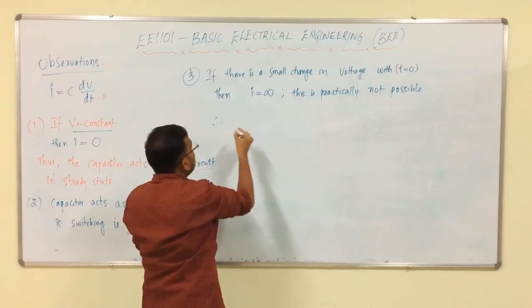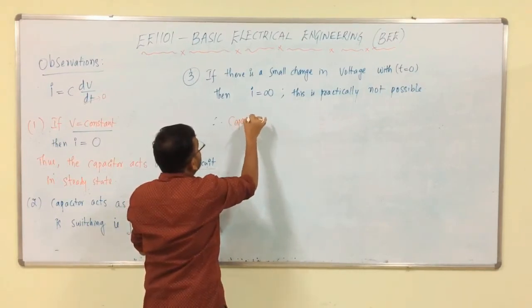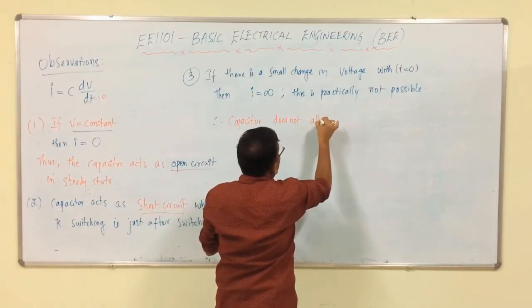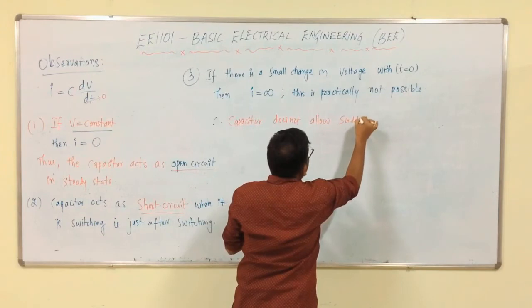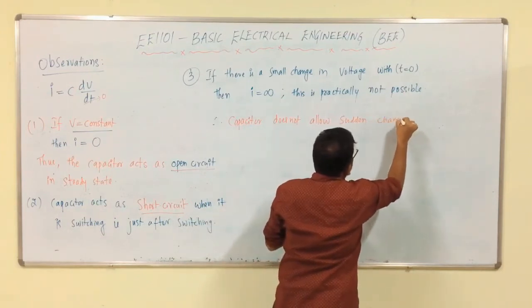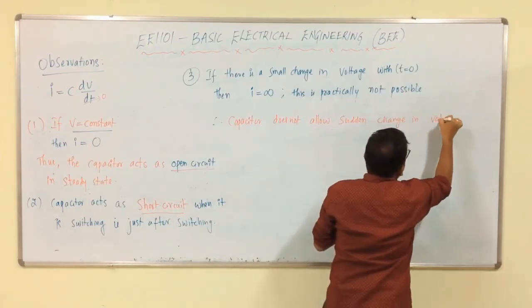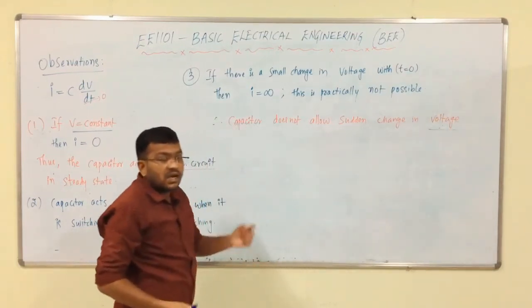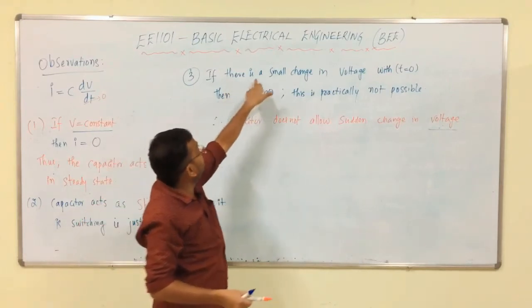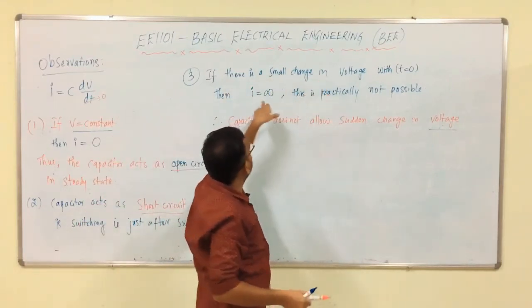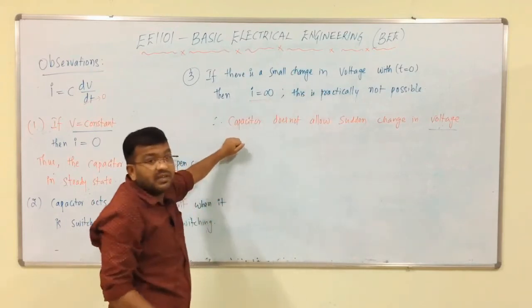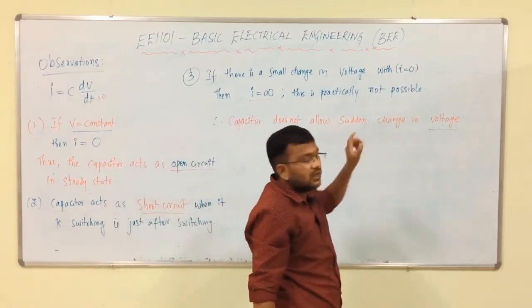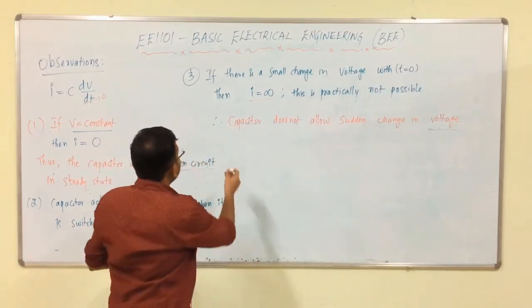Therefore, what is this meaning? The capacitor does not allow a sudden change in voltage. In case of an inductor, the inductor does not allow a sudden change in current. Here, if there is a small change in voltage, we are going to get I equal to infinite with 0 time. That is why the capacitor does not allow a sudden change in voltage. This is the third observation.